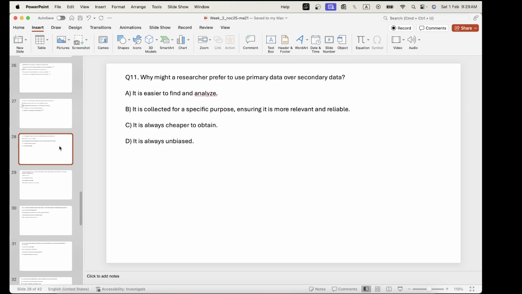Alright, why might a researcher prefer to use primary data over secondary data? Because it is collected for a specific purpose, ensuring it is more relevant and reliable. Because you are in control of your data, any individual would find that to be more reliable. Something which one does on one's own, one would like to believe more in that. Okay. Not easier to find and analyze, not cheaper, not always unbiased. But this is true, you definitely have more control.